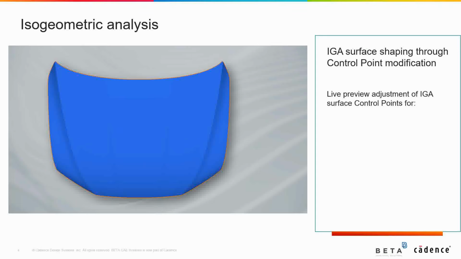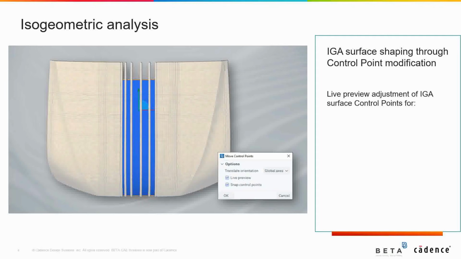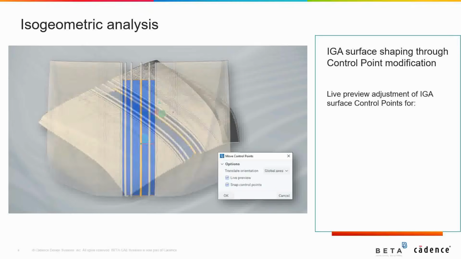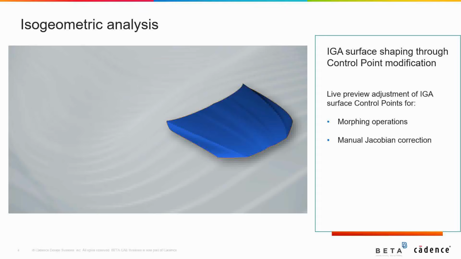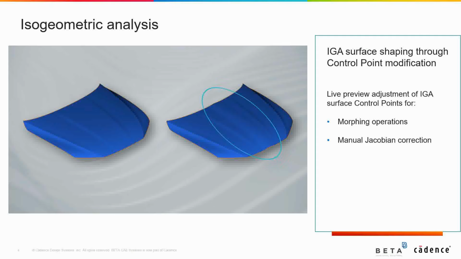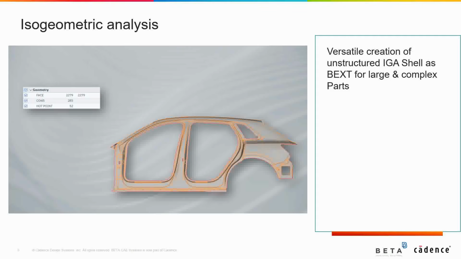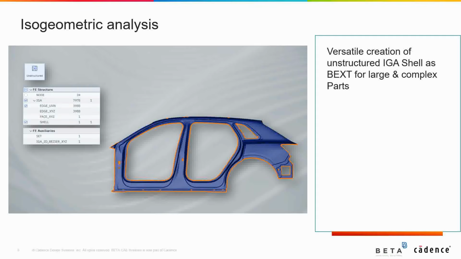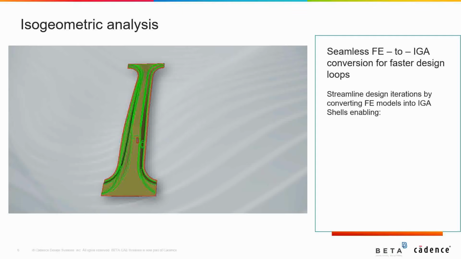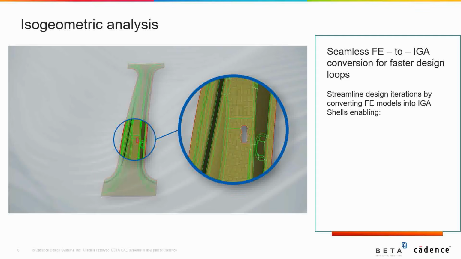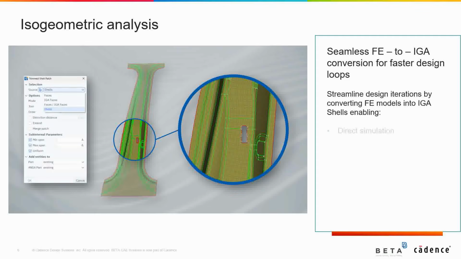Building on that, control point modification is now supported for both single and multi-control point operations. Moving on, ANSYS introduces a one-click solution for creating unstructured IGA shells as BEXT for large and complex parts. Another key addition is the ability to accelerate design iterations by converting FE models into IGA shells, enabling direct simulation and immediate reuse within CAD systems.